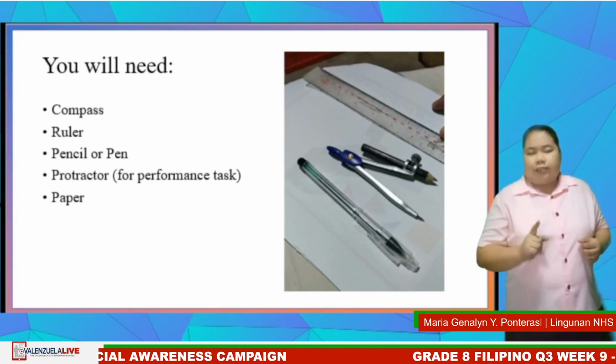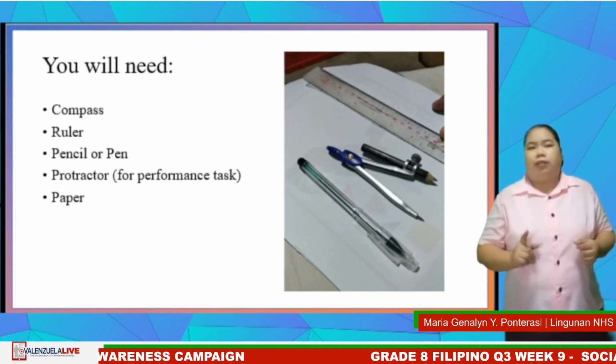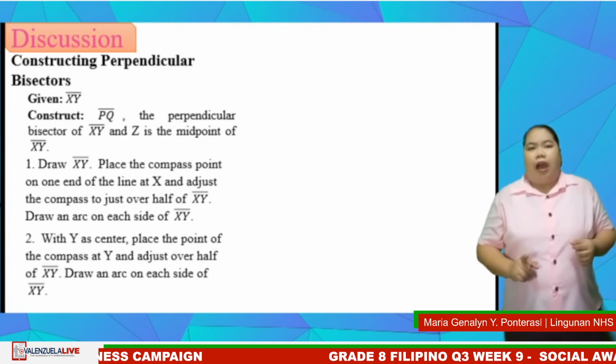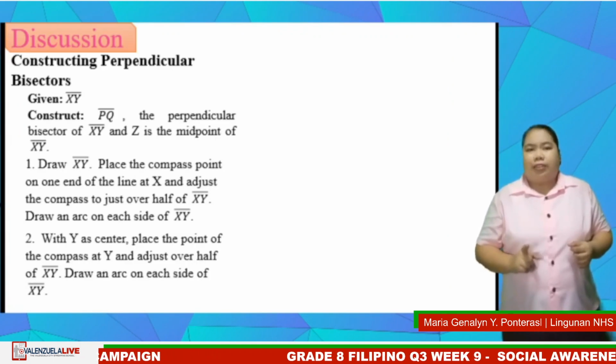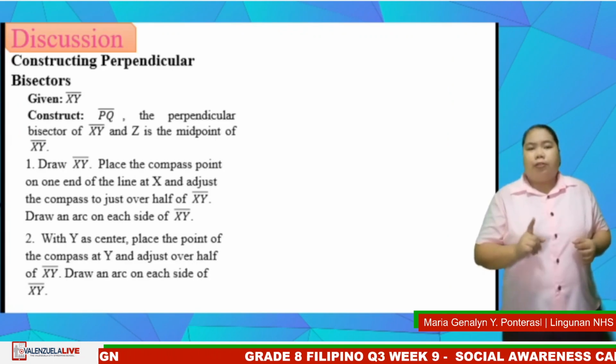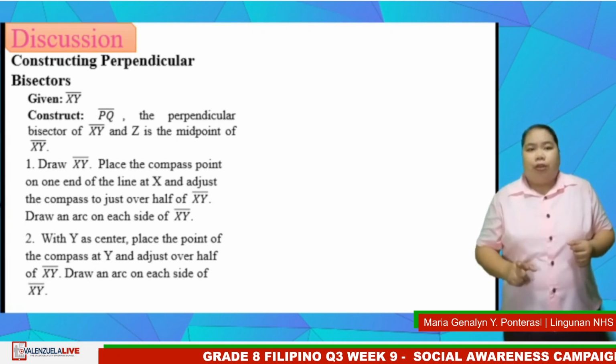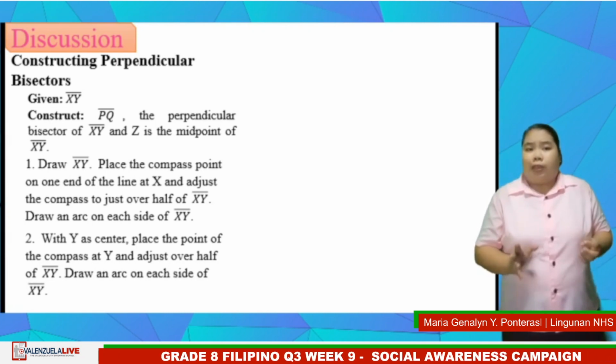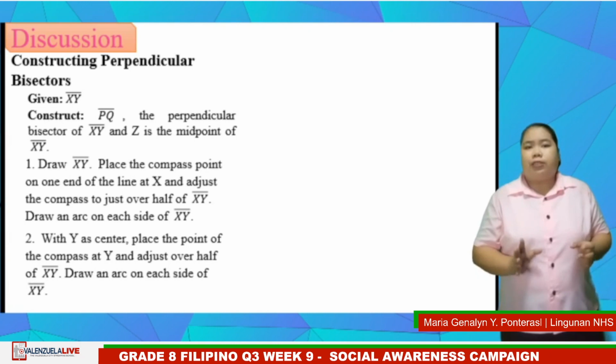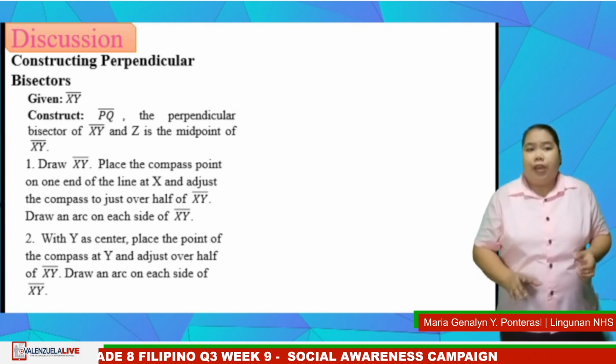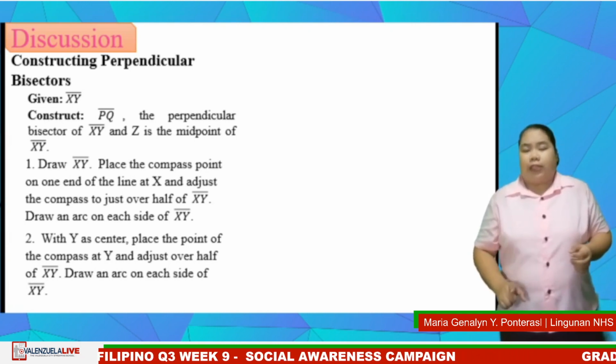So first, let us construct perpendicular bisectors. Given segment XY, we're going to construct segment PQ, wherein segment PQ is the perpendicular bisector of segment XY, and Z is the midpoint of XY.